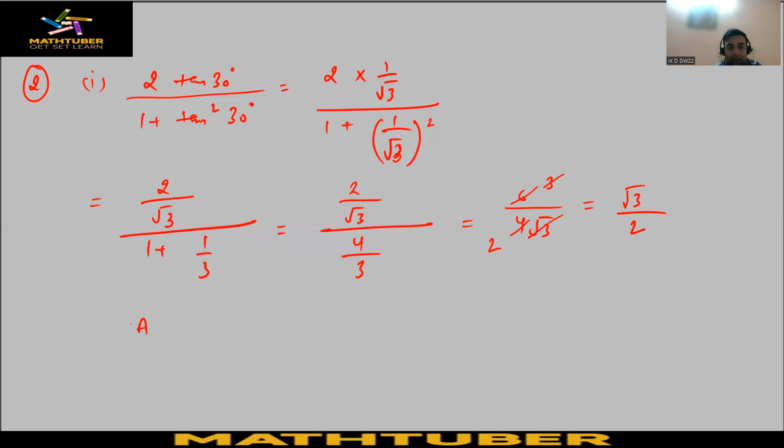But the options are, A option is sine 60 degree, B option is cos 60 degree, C option is tan 60 degree, and D option is sine 30 degree. So now we have to select out of these which one is having the value equal to root 3 by 2. And from the table, we know that sine 60 degree is actually root 3 by 2 here. So this will be the correct option. A option will be your answer. Right?